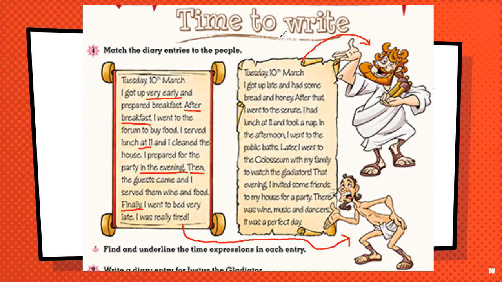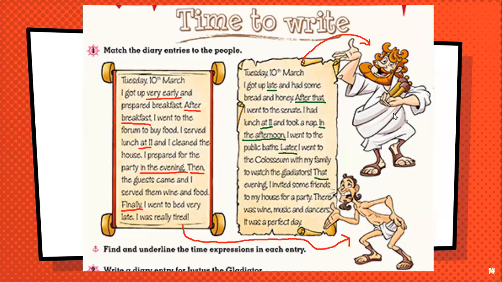Let me check the other one, and we underline with a different color, yeah? For example, this one is late, this is another time expression. After that, let me see, add two one more time because this one is a time expression. In the afternoon, so we underline this one. Later is another time expression. That evening is another time expression that we use in the past. Yes, okay, so that's all. These are the time expressions that we underline.